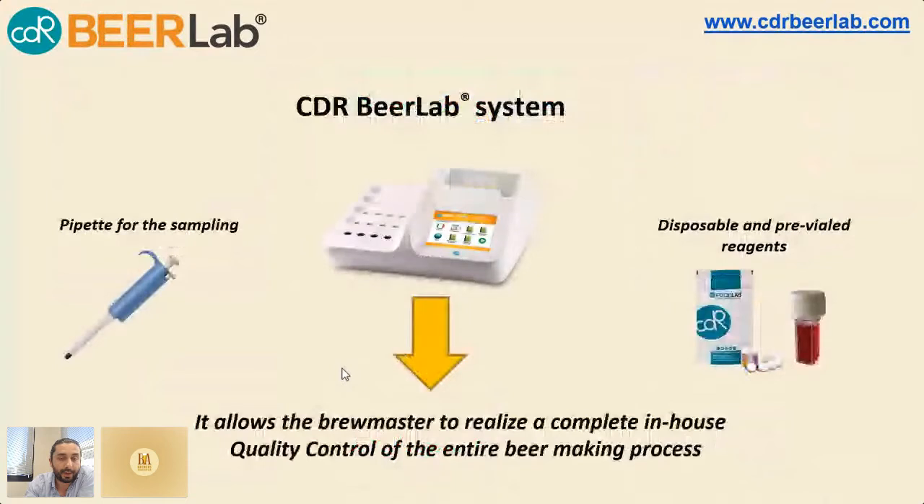Now we are talking specifically about the CDR BeerLab. It is composed of the analyzer, a pipette to take the sample, and the reagents. With these 3 parts, you are able to practically perform the entire chemical quality control in your beer making process.